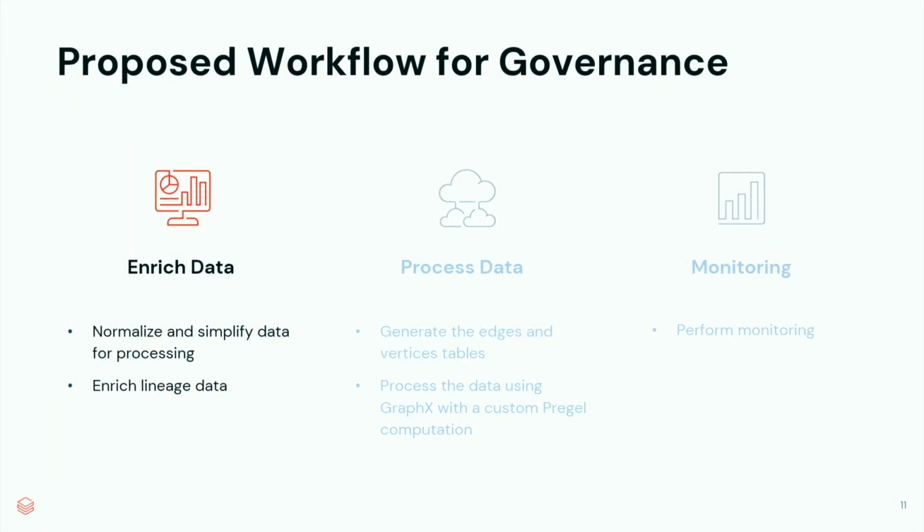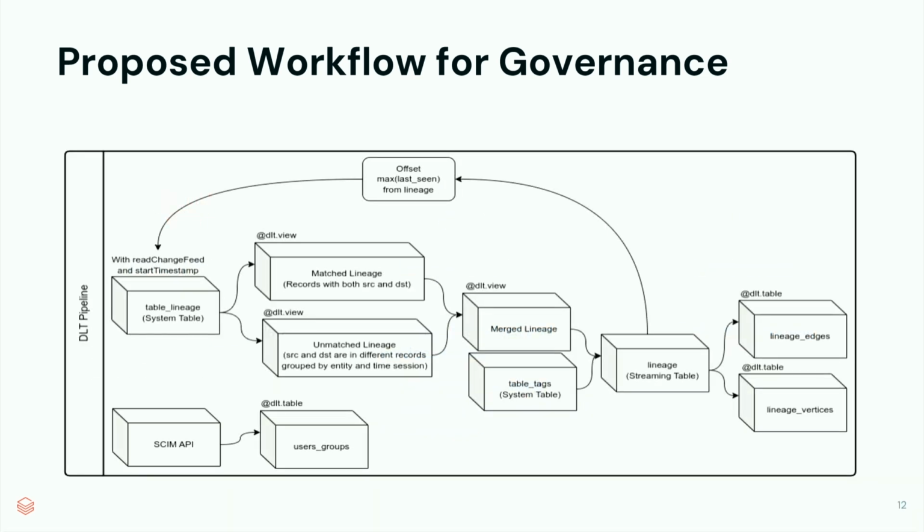So at first, let's talk about the proposed workflow for tag propagation. At first, we need to enrich the data, normalizing it, simplifying it, and enriching it to then process it. This diagram represents an overview of our DLT pipeline. As you can see, first we have the table lineage here.